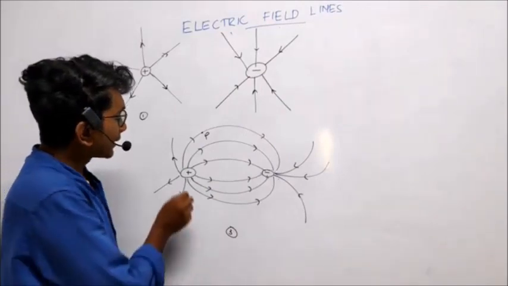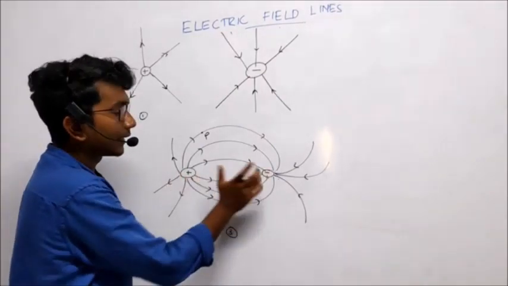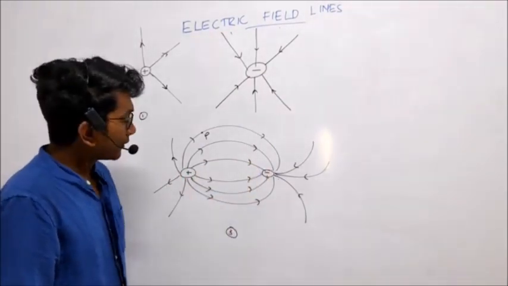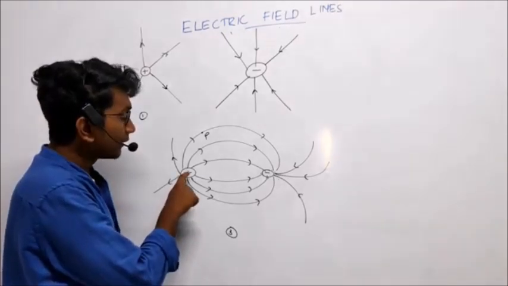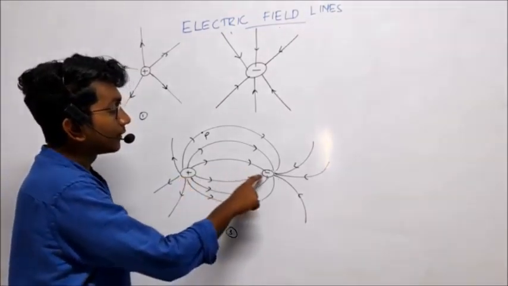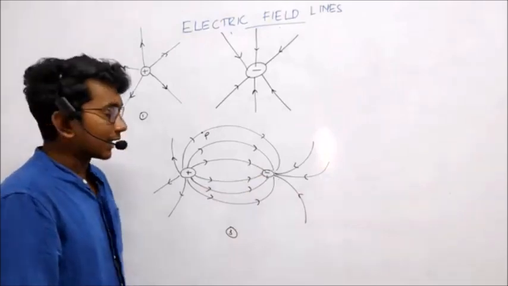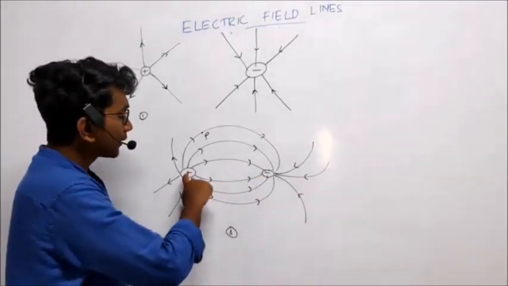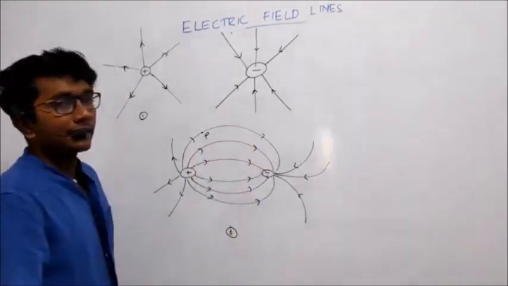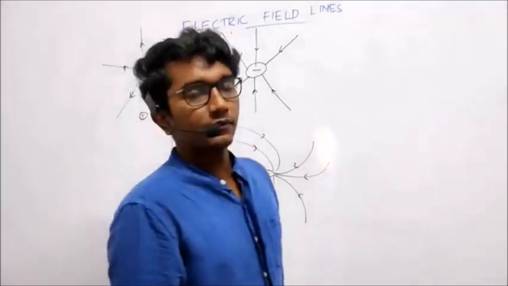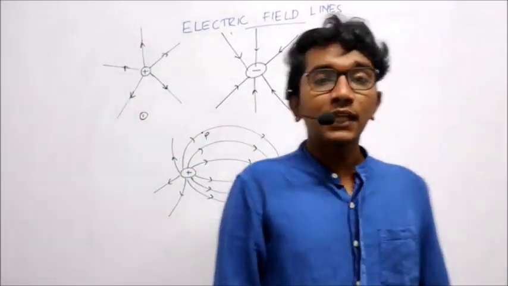Suppose there is a group of positive and negative charges. Then the electric field lines will start from the positive charge and end at the negative charge. Electric field lines start from positive charge and end at negative charge. You got it? So you will have a doubt.